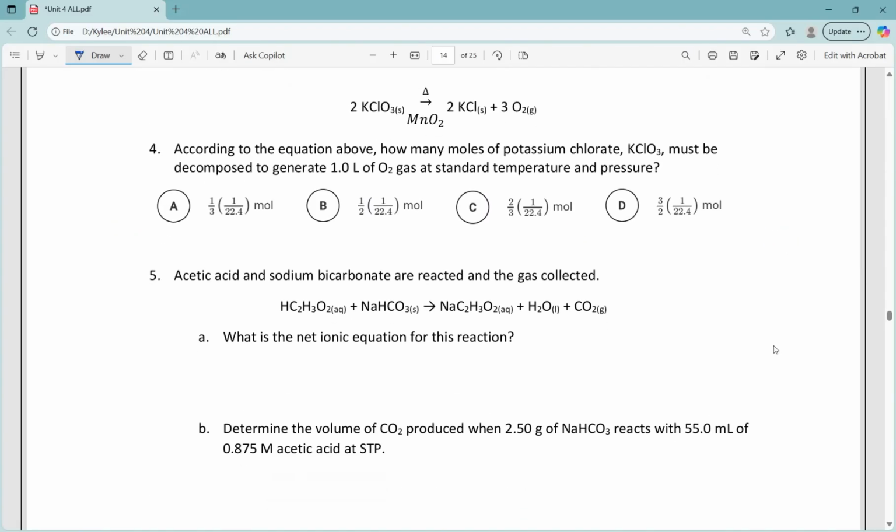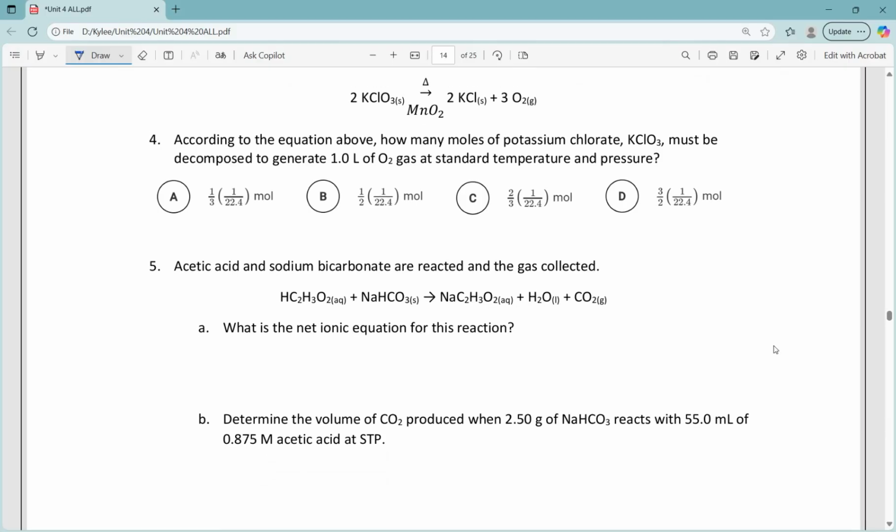Here on number 4, we have a multiple choice question. It says, according to the equation below, how many moles of potassium chlorite must be decomposed to generate 1 liter of gas at standard temperature and pressure. And what they want us to do is to set up what that conversion would look like. Now, because we're at standard temperature and pressure, that means I can use 22.4.